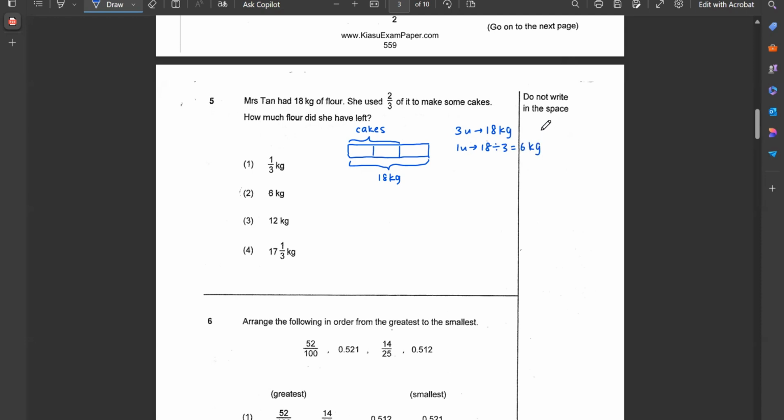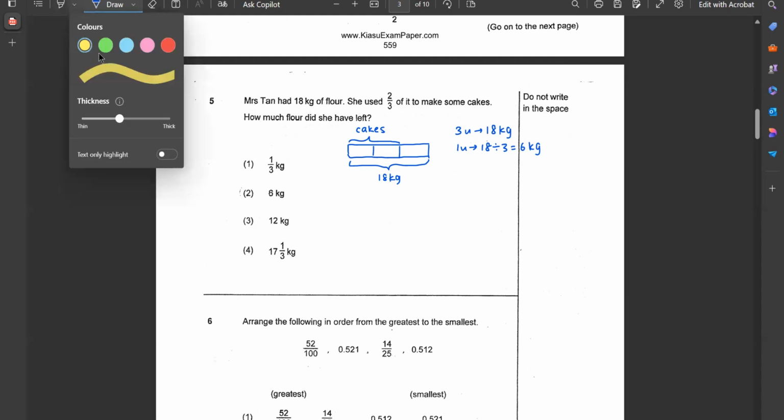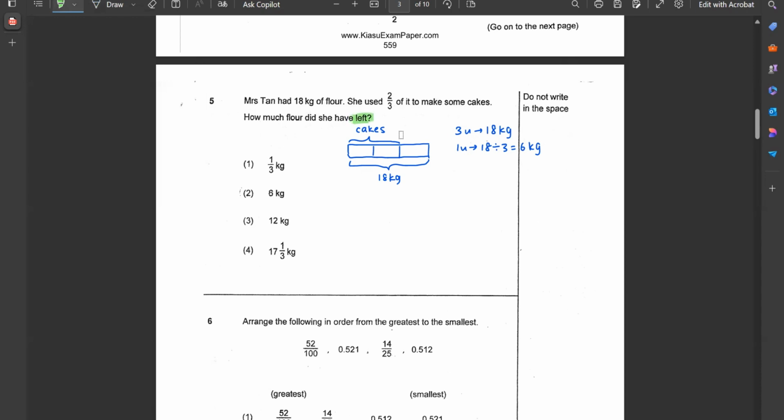And the question is asking how much flour did she have left? Whatever is left is basically this last unit, right? Because 2 parts are already used to make cake, so this is the leftover. And you know this leftover is actually 1 unit, which is what we have here as our answer. So that will be option 2, 6 kg.